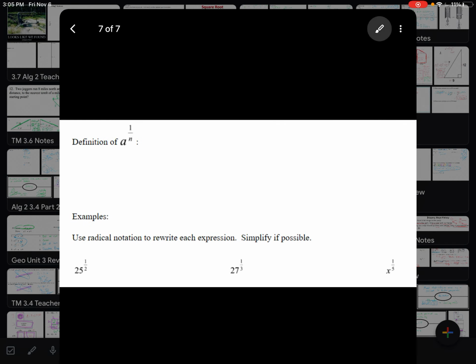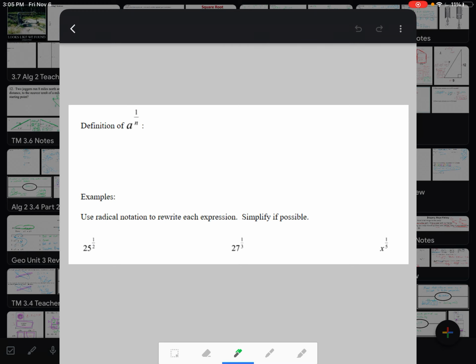All right, let's keep on moving. So now we're going to look at ways that we can write square roots using exponents.